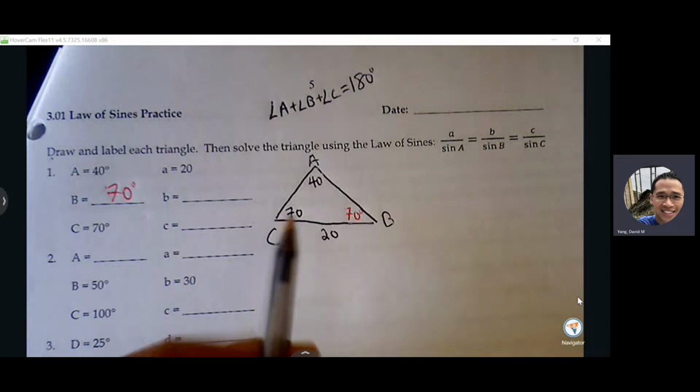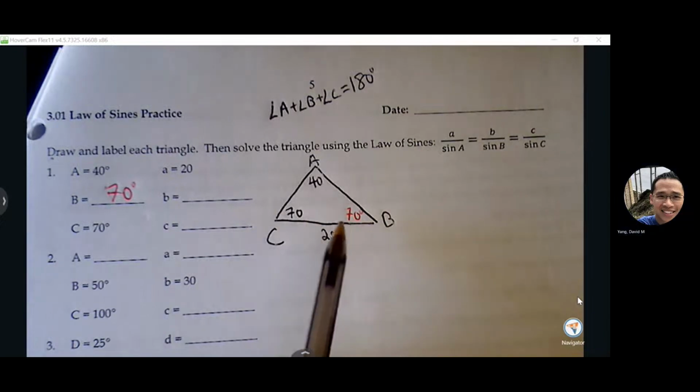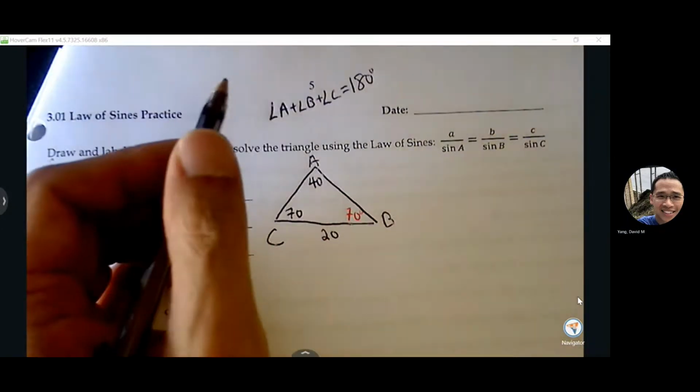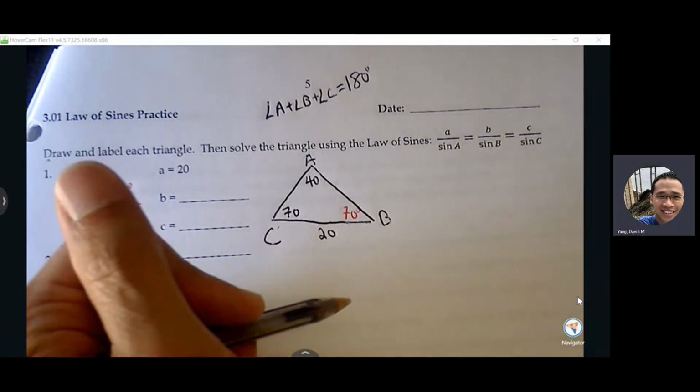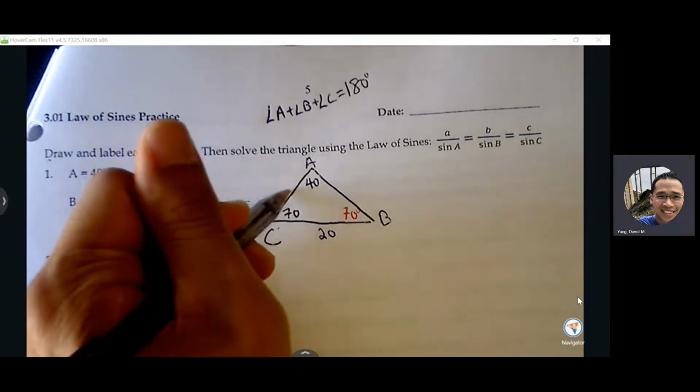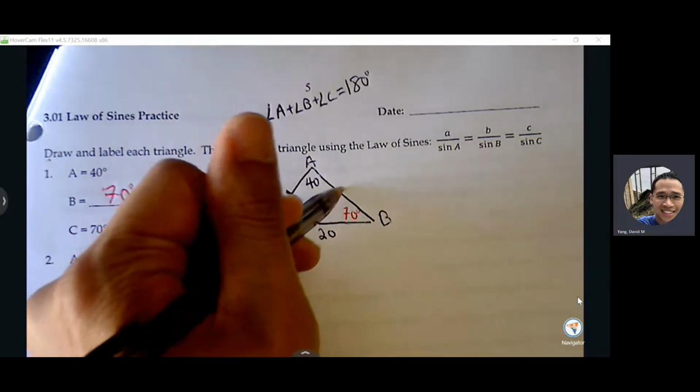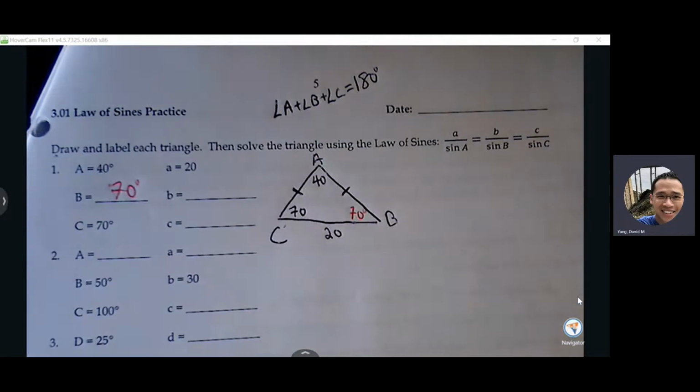Okay, now do you know what type of triangle this is? Isosceles. What's special about an isosceles triangle? Two sides are the same. So if I can find one side, I can find the other side just by filling that in.